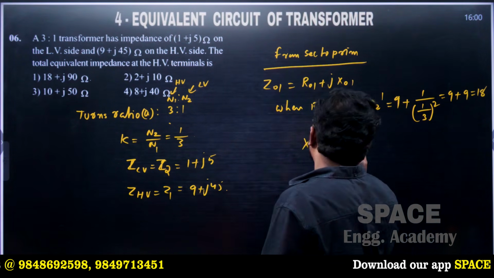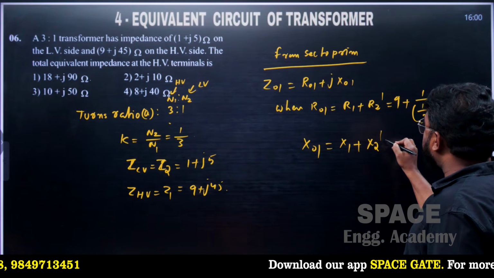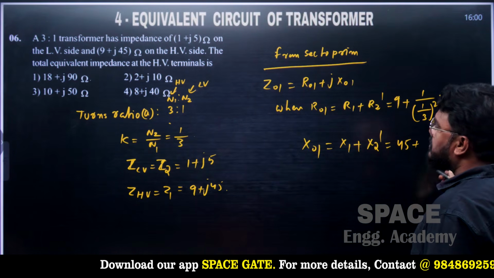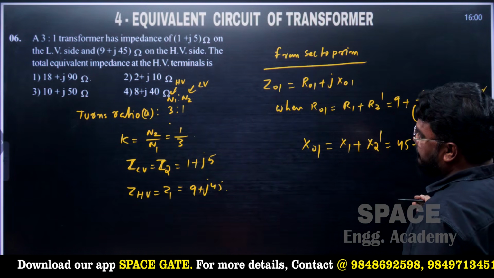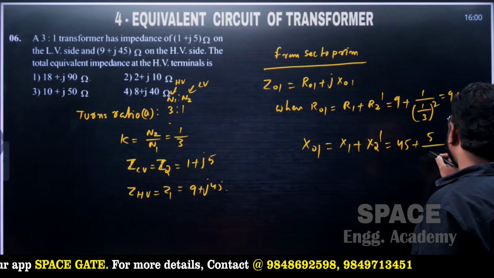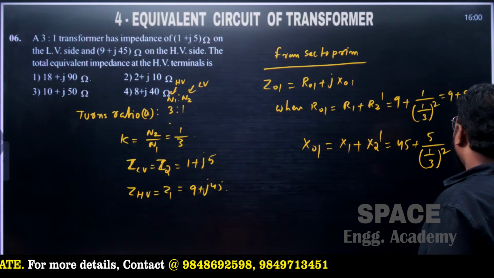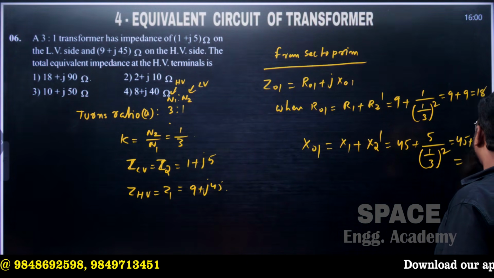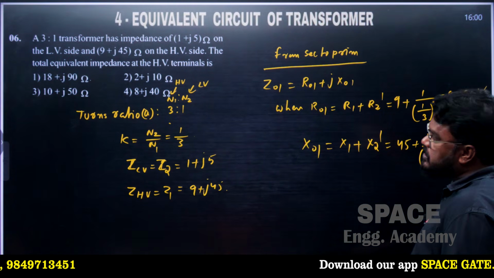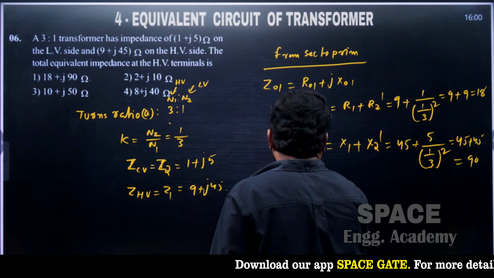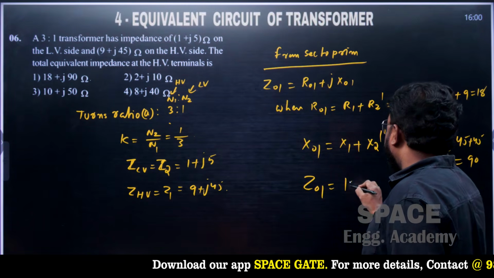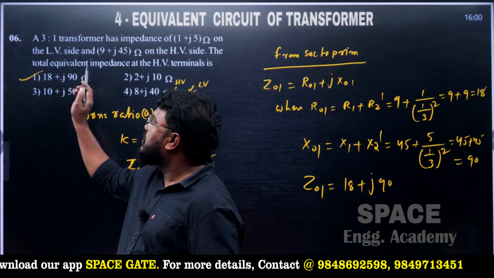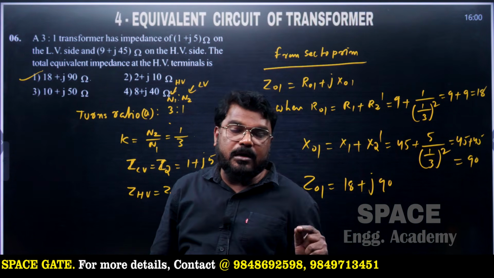Next, X01 equals X1 plus X2 dash. X1 is 45, plus 5 divided by 1/3 whole square. 1/3 whole square means 9, so 45 plus 45 is equal to 90. So the total impedance Z01 is equal to 18 plus j90 ohms. Option number 1 is correct for this question.